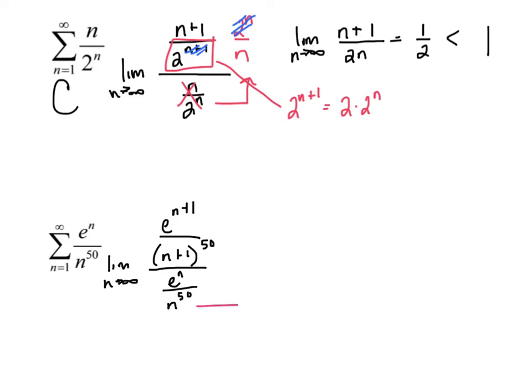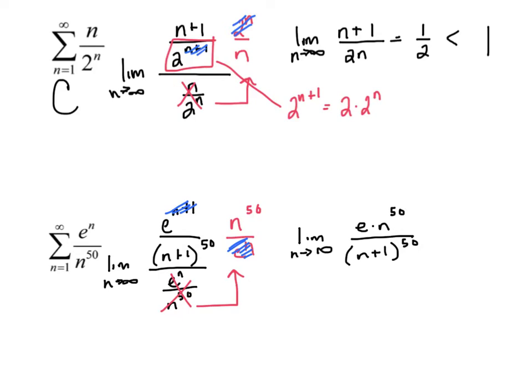Okay, let me bring this up. So n to the 50th over e to the n, cross that out. So again, e to the n plus 1 over e to the n, well, all of these e's, except one of the e's, cancels with all the e's on the bottom. So what we have left is e multiplied by n to the 50th over n plus 1 to the 50th. We're doing the limit as n approaches infinity.